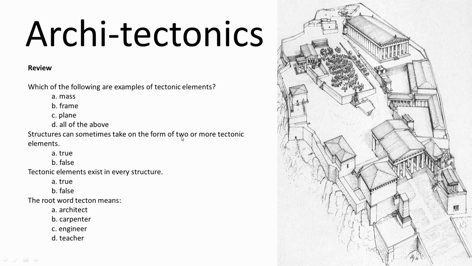Structures can sometimes take on the form of two or more tectonic elements. Is this true or false? It's true. Of course, structures can sometimes take on the form of two or more tectonic elements. That is to say, a structure can have mass, and a structure can be a frame, as I was talking about.